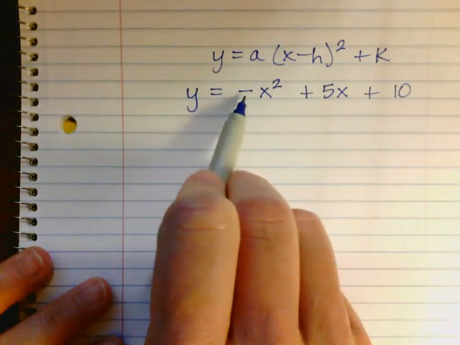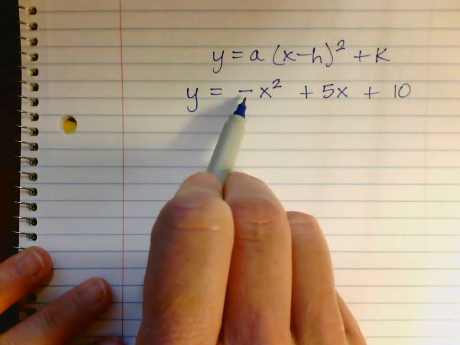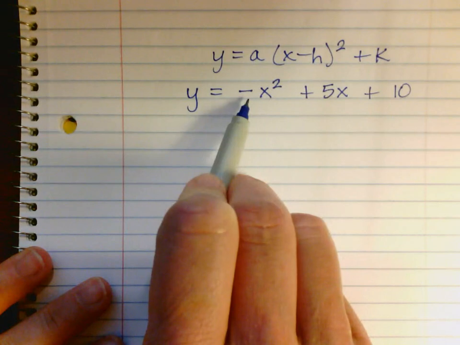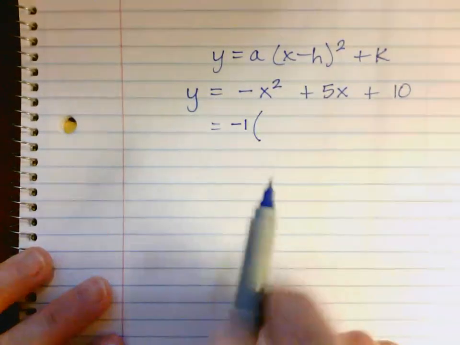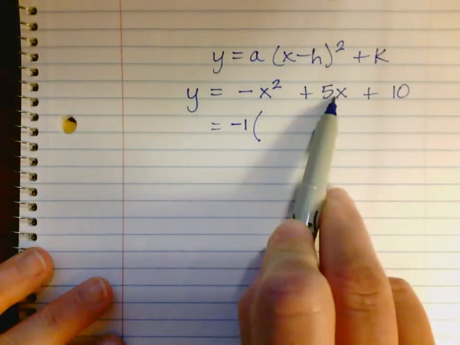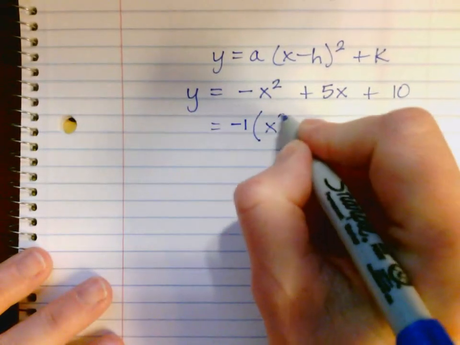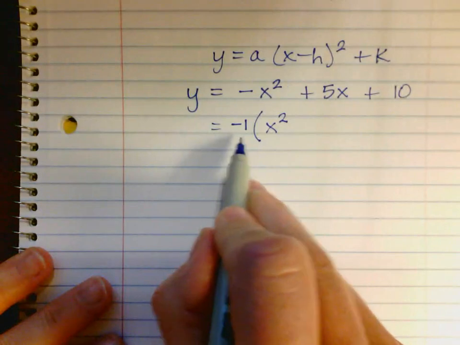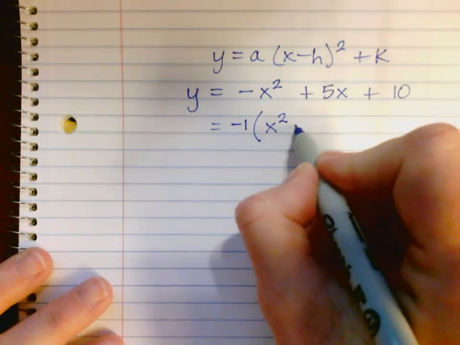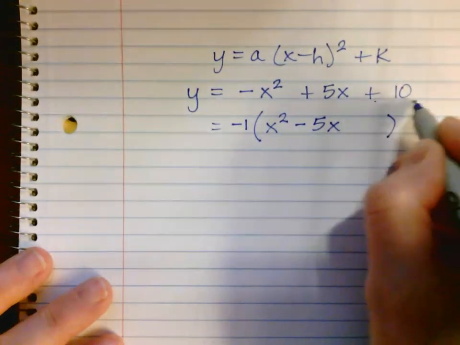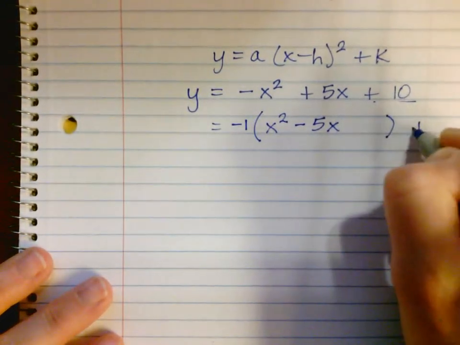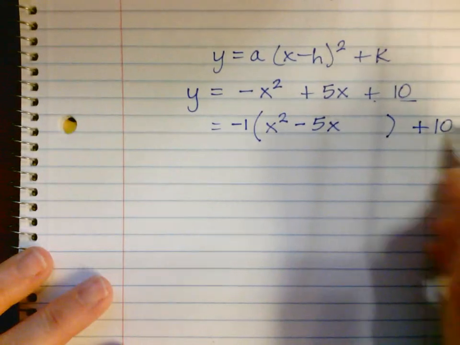So I'm going to look at my leading coefficient of the x squared term. I'm going to look at my a, and I'm going to factor out a from my first two terms. And I would be left with, when I take out a negative 1, positive x squared minus 5x. And then I'm not going to take it out from 10. I'm going to leave 10 outside the parentheses and just add 10.